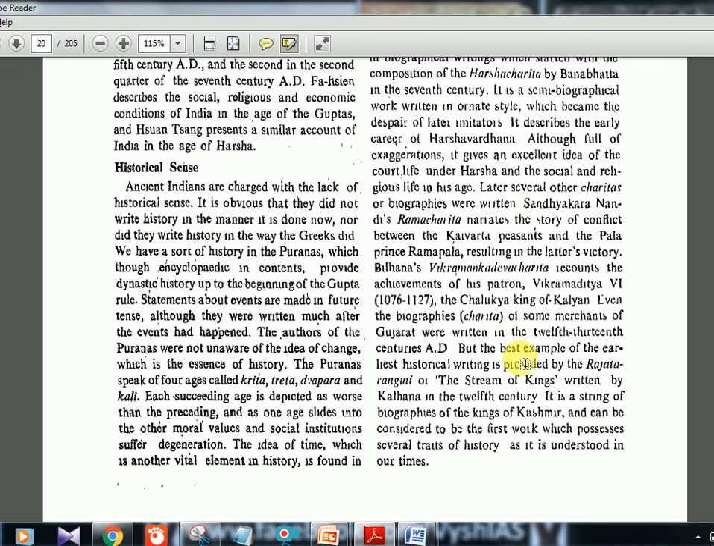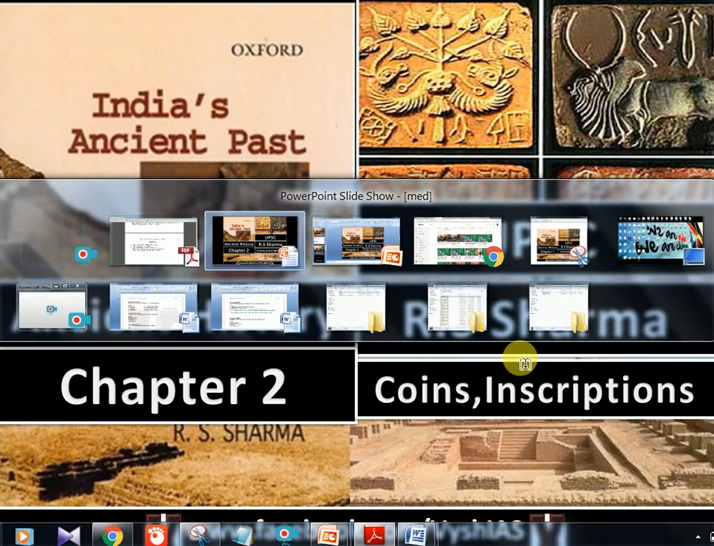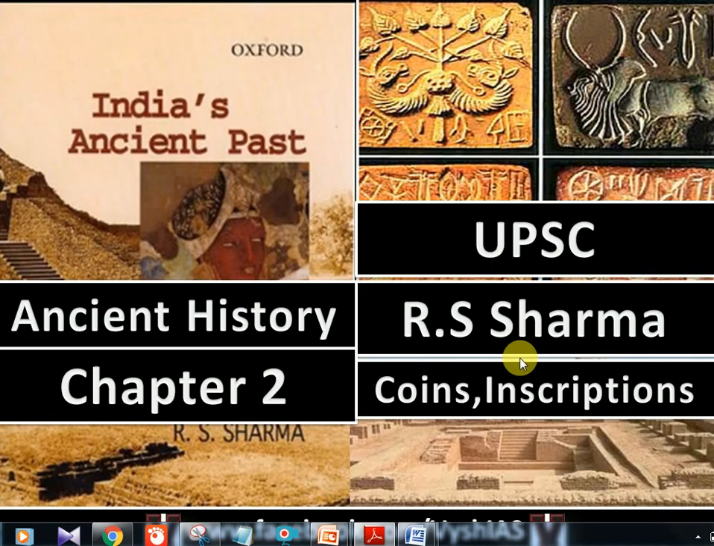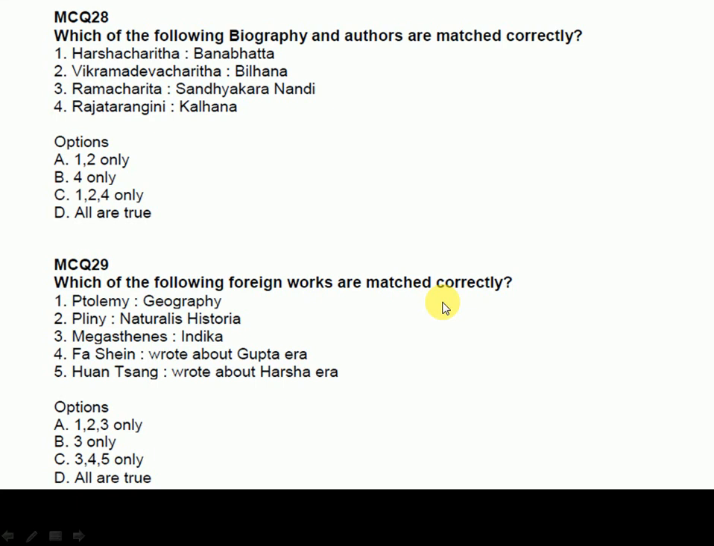So here are some questions. Try to pause and see them. I'll show you MCQs now. This is the first question, exactly what I taught you now. Which of the following biographies and authors are matched correctly? See whether I have made any small mistake here, or tell me if all of the above are true, in the comment section. Put it like this: MCQ 28, this is the answer, like that you put in comments.